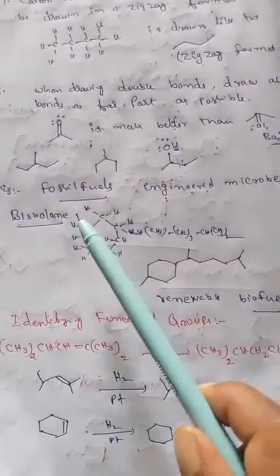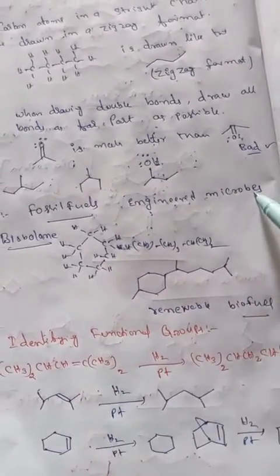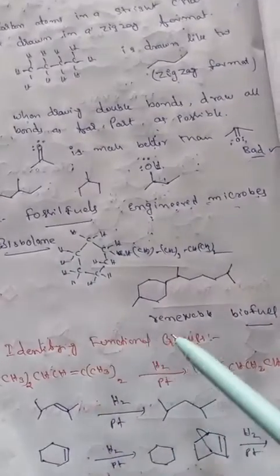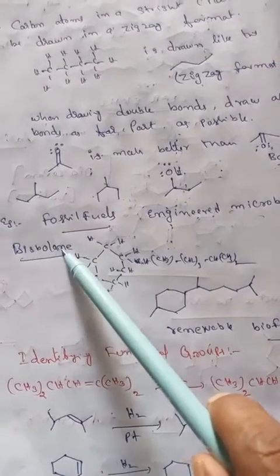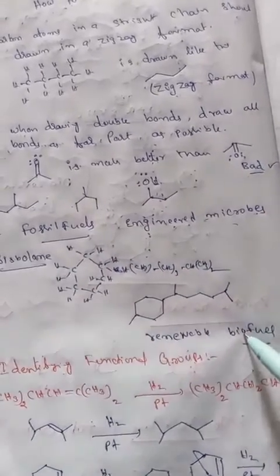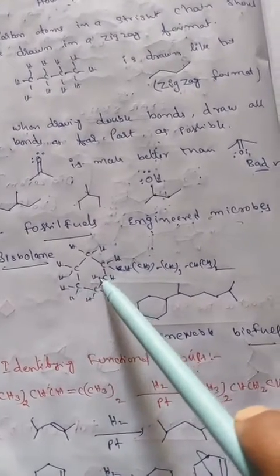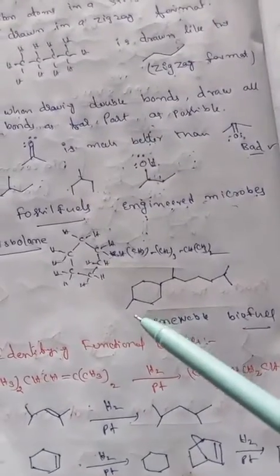Another one: fossil fuel and biodiesel are very important. We know that biodiesel replaces fossil fuel using engineered microbes. The name of this one is bisabolane. This bisabolane is a very important renewable biofuel. The structure is like that: CH2, CH2, and CH2, CH2, and so on. But in zigzag manner, you can represent it like these structures.